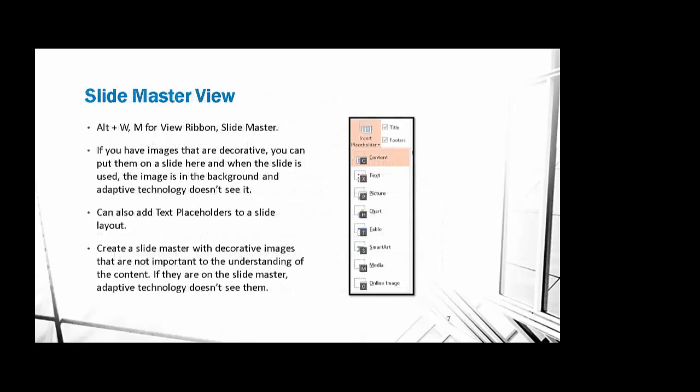And you go into Slide Master through the View ribbon, and Slide Master is where you have all of your slide layouts. You can make modifications to the fonts. You can make modifications to the color. You can add those background images that won't appear to screen readers. If you do want an image to be available to screen readers, you simply put it on the slide. But if you have a decoration or a logo or something you want in the background, create it in the Slide Master.